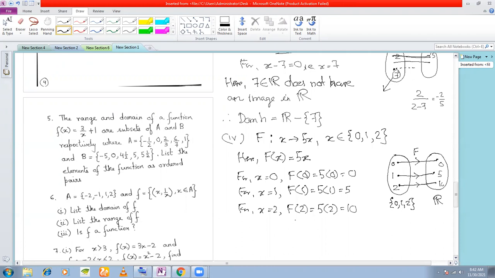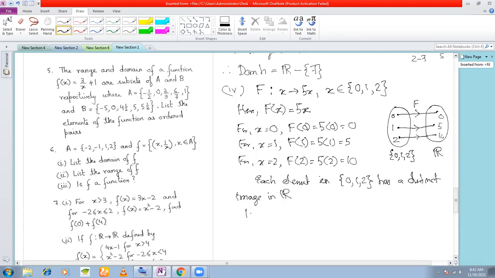So that means each element in the first set has a distinct image, right? Each element in {0, 1, 2} has a distinct image in R. Hence, what is the domain of f? The domain of f will be all the elements which are being mapped: 0, 1, 2.